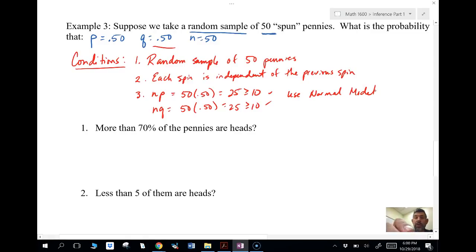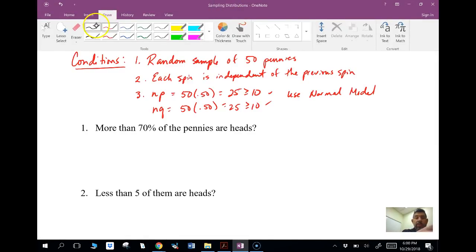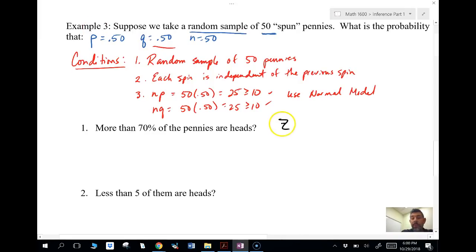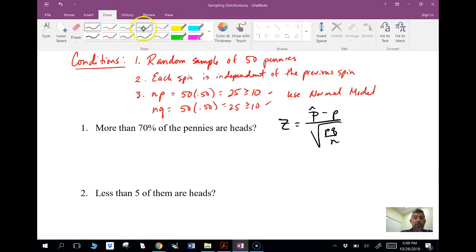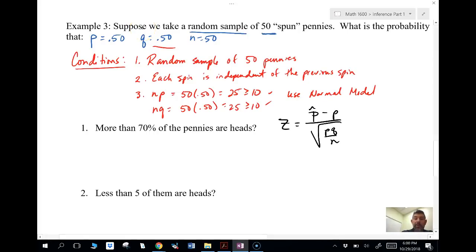In order to do what we're going to do next, we need the formula for the z-score. That's z equals p hat minus p over the square root of pq over n. We're going to use that as our z-score formula for all of these. P hat is what's in our problem. P hat is 70%. So the first thing we need to do is find our z-score.